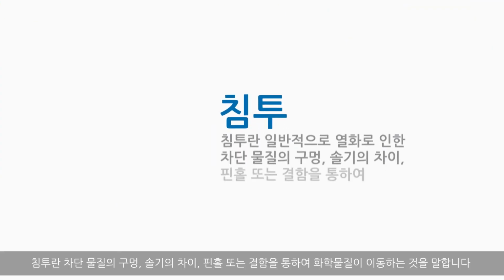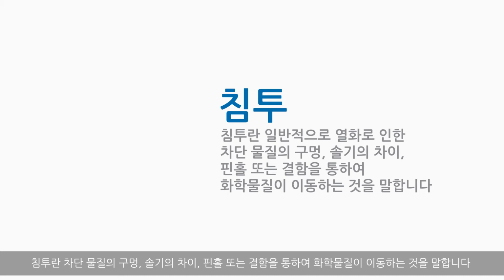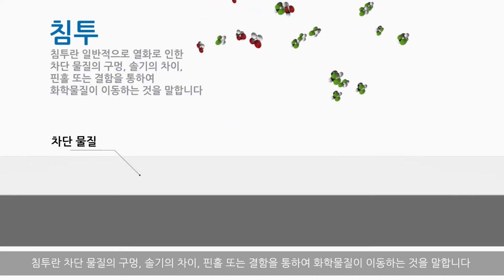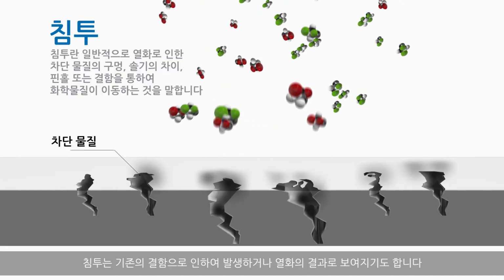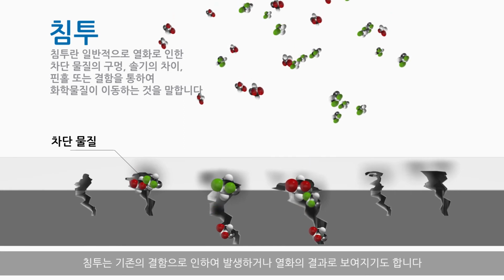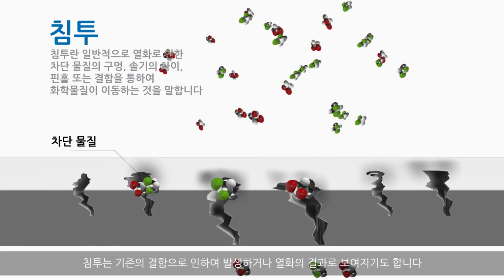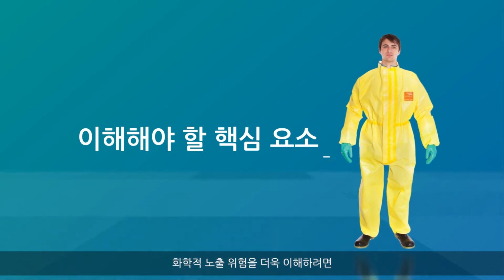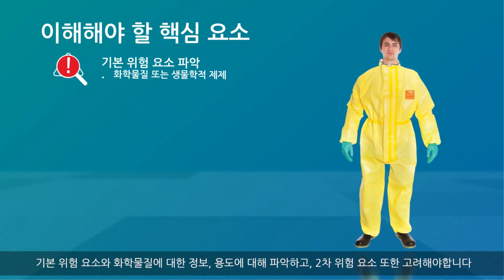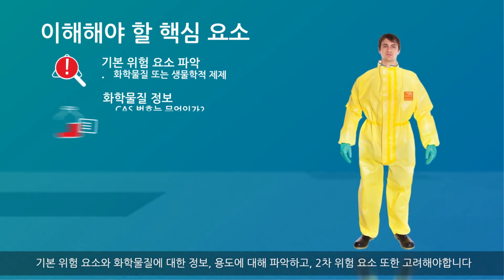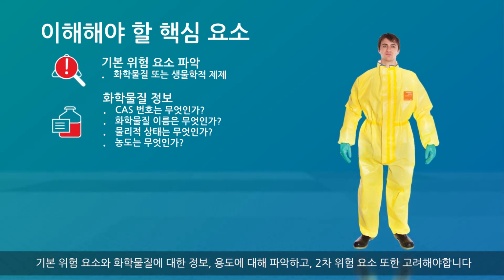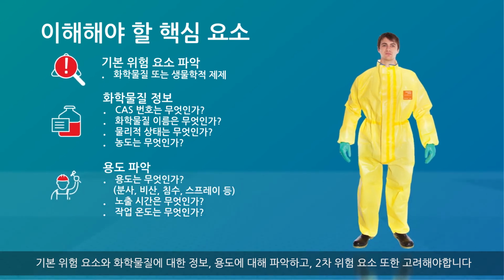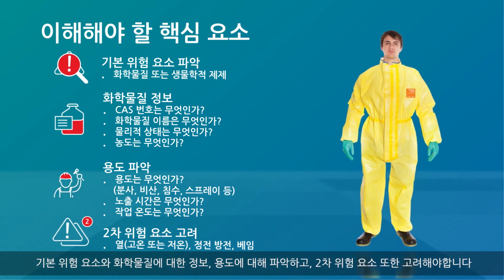Penetration is the movement of a chemical through pores, gaps in seam, pinholes, or imperfections in a barrier material. It happens because of existing defects or is the result of degradation. To better understand the risks of chemical exposure, you must be able to identify primary hazards, examine chemical information, attain application information, and consider secondary hazards.